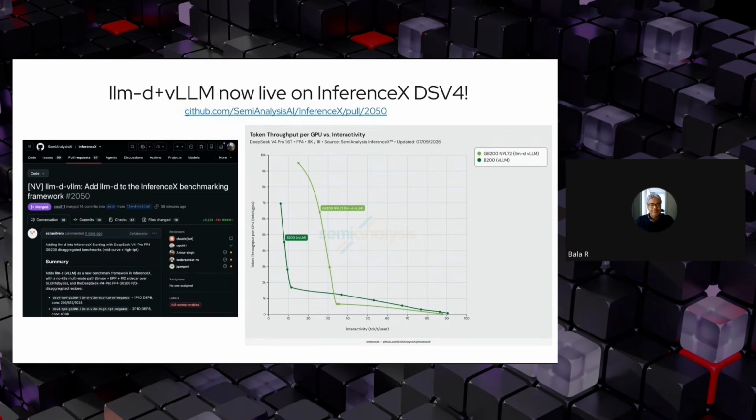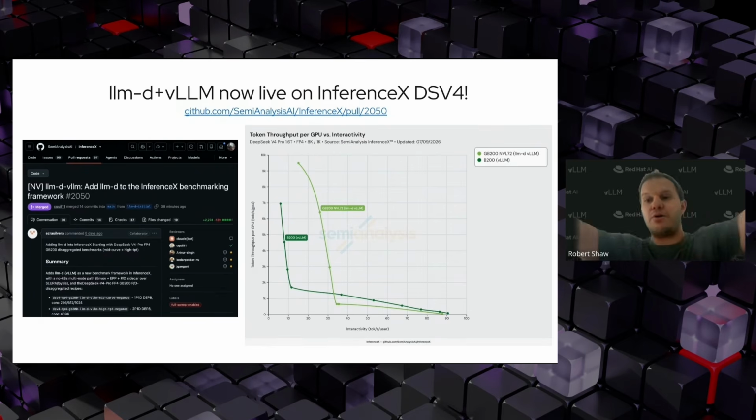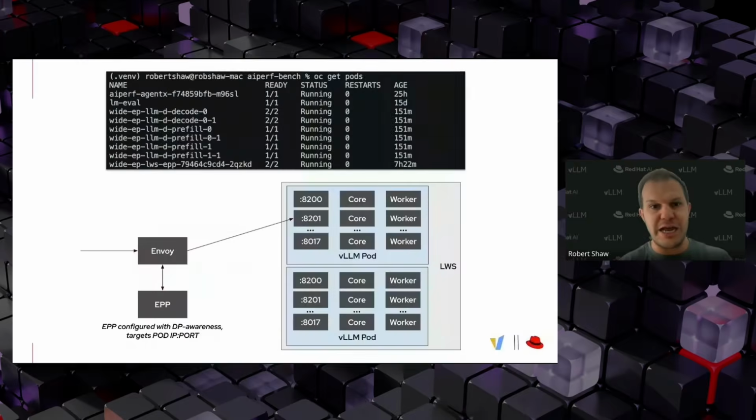llm-d as a project is unopinionated about how you deploy the servers. What this means is we can compose the project with all sorts of other ways to deploy. Like leader worker set, which is useful for very homogeneous clusters. Grove is going to be useful for clusters, especially GB200, GB300, where maybe you have some topology awareness. There are other sorts of schedulers out there. All of those can work with vLLM.